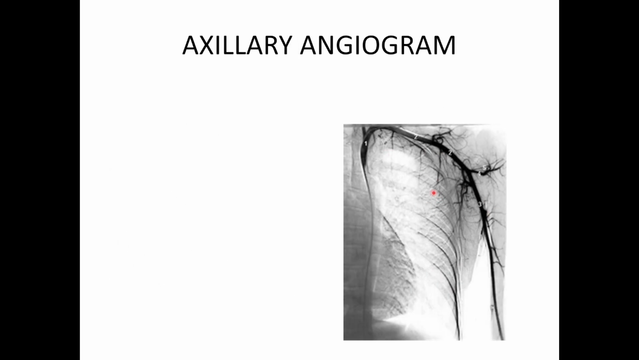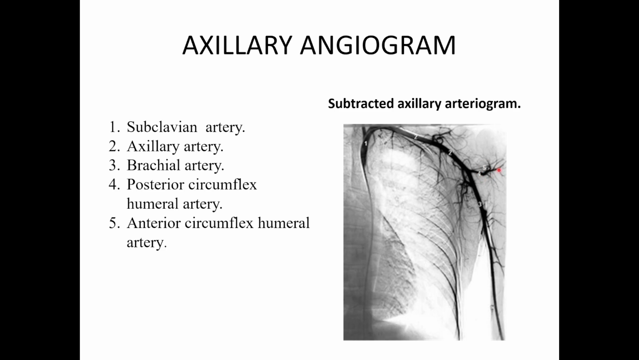Here is the arteriogram or angiogram, subtracted angiography of the axilla. 1 we have the subclavian artery. 2 we have the axillary artery. 3 we have the brachial artery. 4 we have the posterior circumflex humeral artery. 5 we have the anterior circumflex humeral artery.